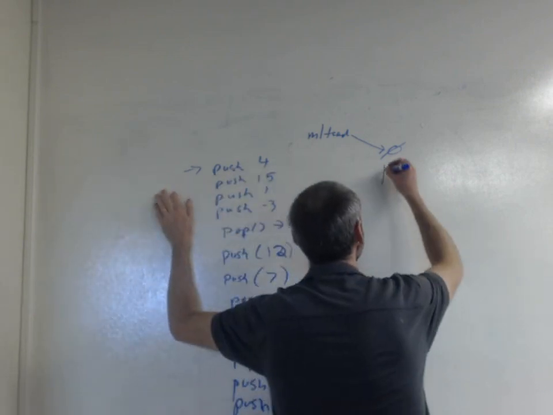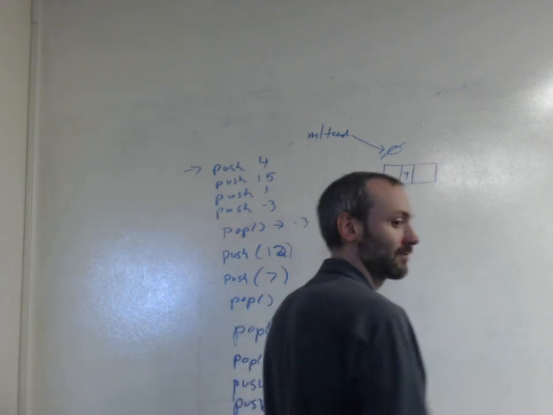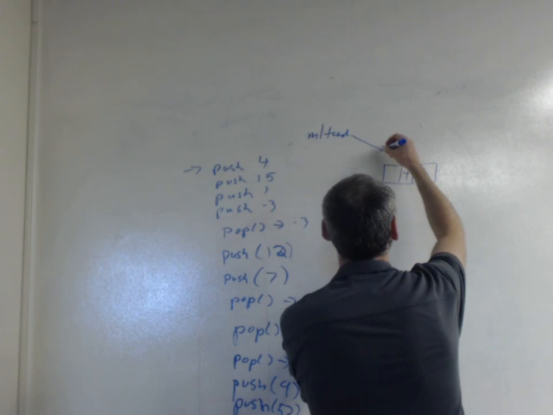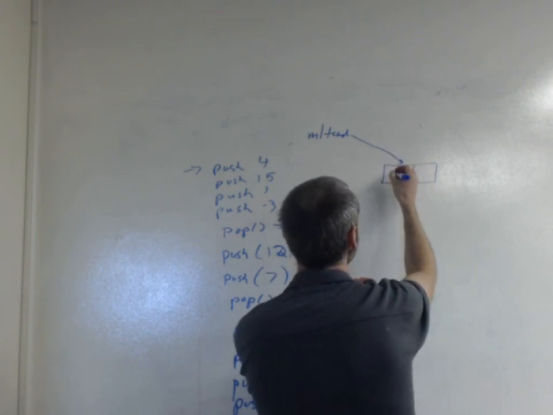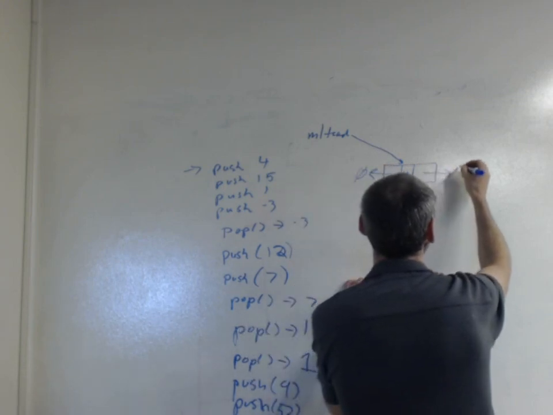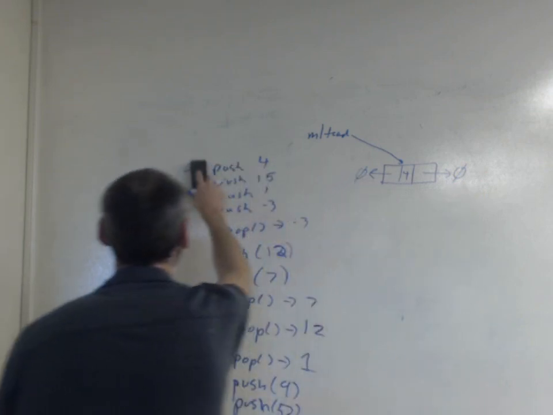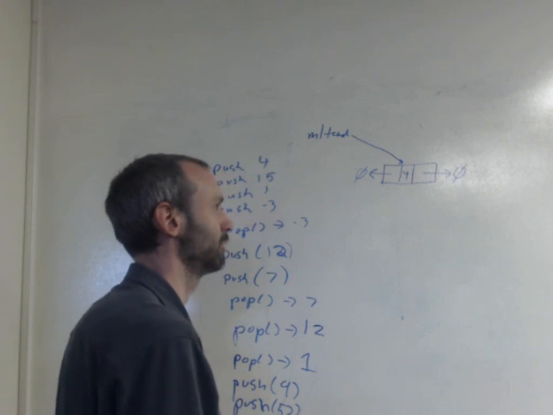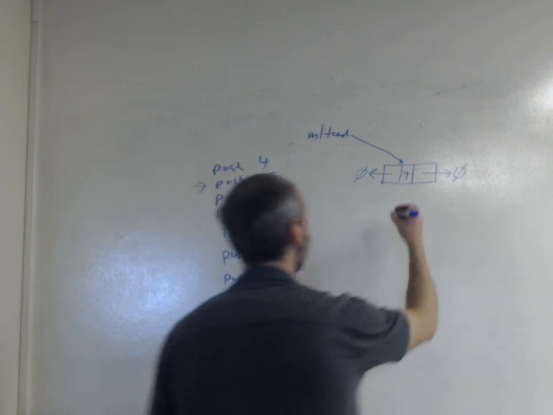Create a node, thank you. It's going to be a doubly linked list. And what's previous pointing to? And what's the next pointing to? No. All right, let's push 15. What do we do? Create a node.